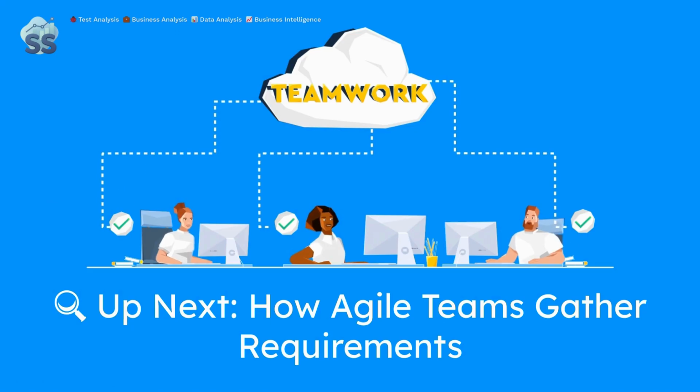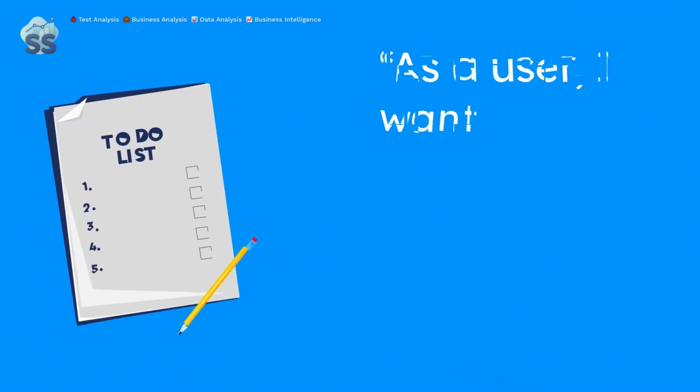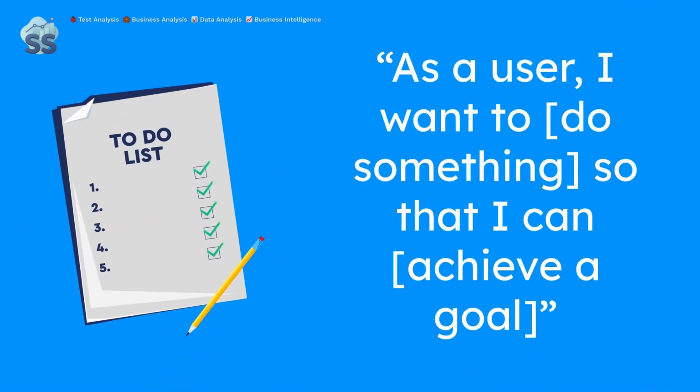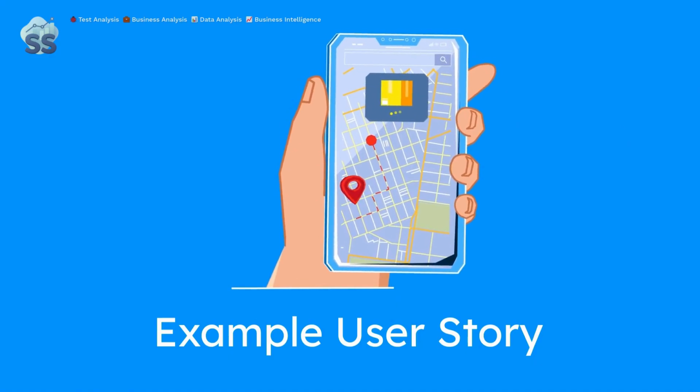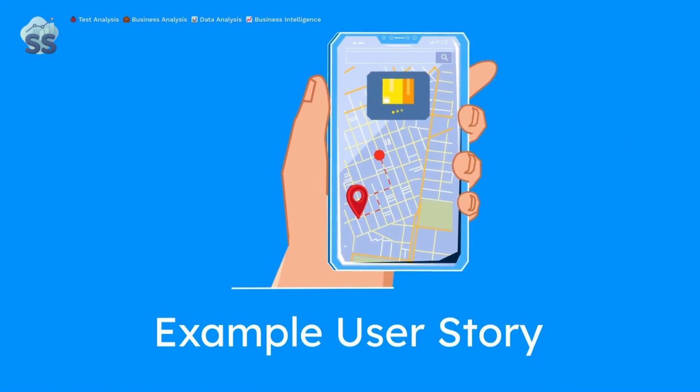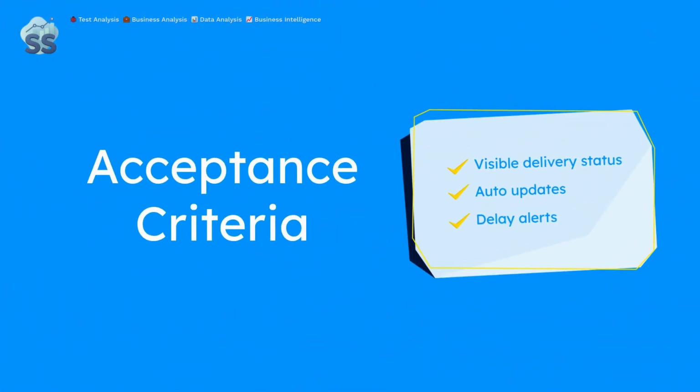In Agile, requirements show up as conversations, sticky notes, and short stories. The go-to format is the user story. A user story captures a feature from the user's point of view. As a type of user, I want to do something so that I can achieve a goal. For example, as a customer, I want to track my delivery status so I know when my package arrives. This keeps the team focused. Each story is backed by acceptance criteria, a checklist that defines what done means. This aligns devs, testers, and stakeholders.